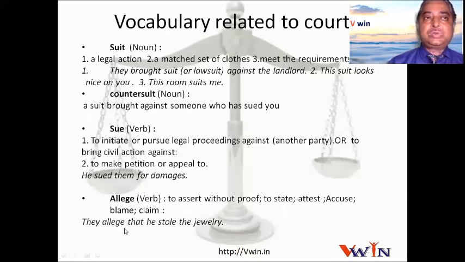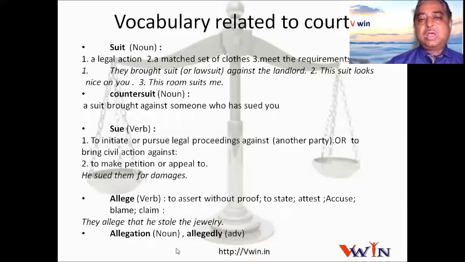In Hindi, it is known as iljam. Allegation is actually a noun, which means iljam. Allege means iljam lagana, and allegedly is an adverb. So, for example, the allegation raised by them proved to be wrong later on, right? Allegedly, they have committed this crime. Means as people say that they have committed this crime.